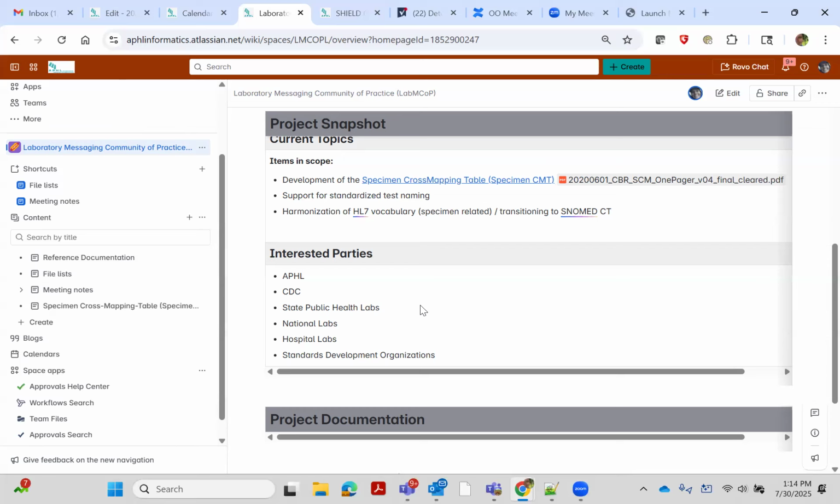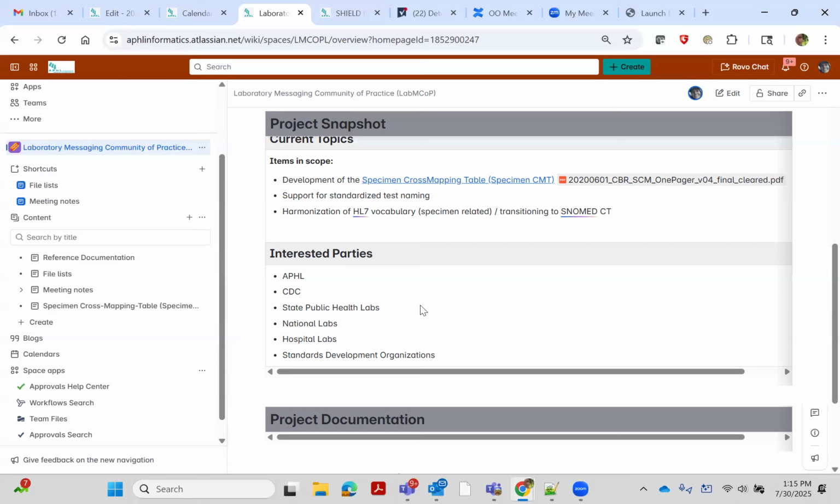There are attributes for specimen additives, and then there are attributes for the collection method. And so those are the kinds of things we're mapping to. That's why it's called the cross-mapping table. We started it by collecting elements from what public health labs and public health agencies had. We've then also got the concepts used by some of the reference labs like Quest and LabCorp and Mayo.